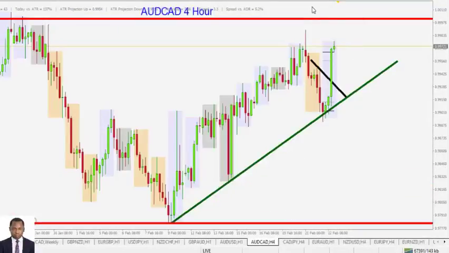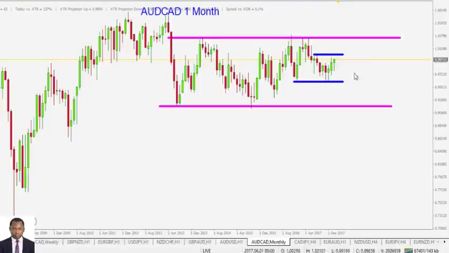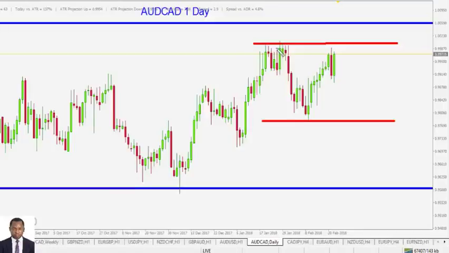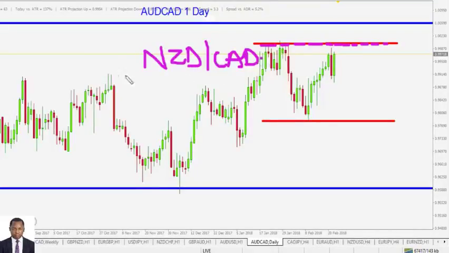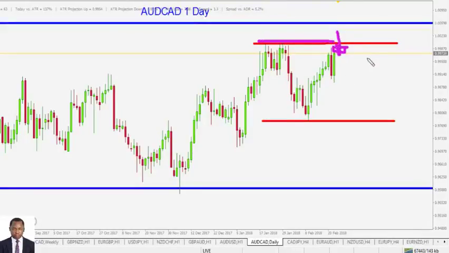The Australian dollar against the Canadian dollar. Now, this is another one where I would have loved to place my sell limit order, but I already did in the NZD CAD. I've already placed in that one, and that's a better one. So I'm now going to place in this one. This is a key level of resistance. I am sure by tomorrow we are likely to see a bounce off that level. So let's watch this for tomorrow.